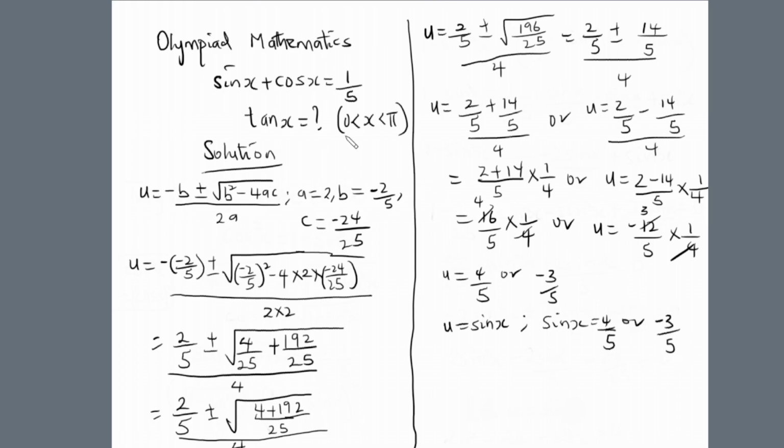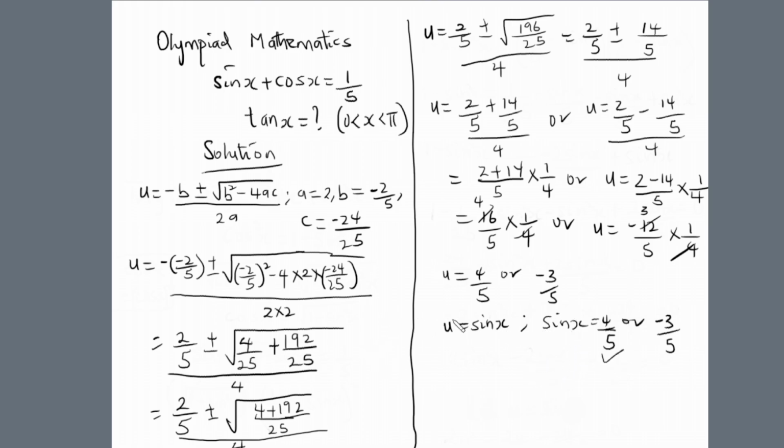But we have a limit from 0 to pi, which is the first and the second quadrant, and in the first and the second quadrant, sine is positive. All right, so if sine is positive, it means that sine x cannot be minus 3 over 5, but sine x is 4 over 5.